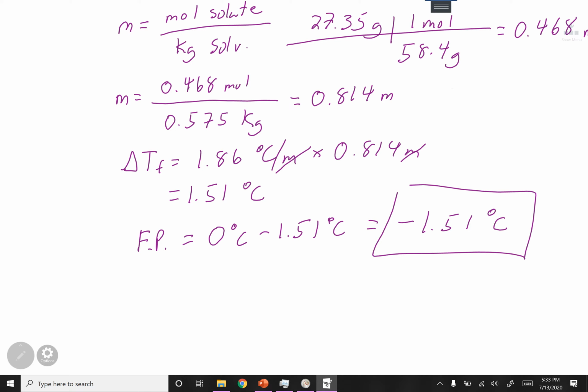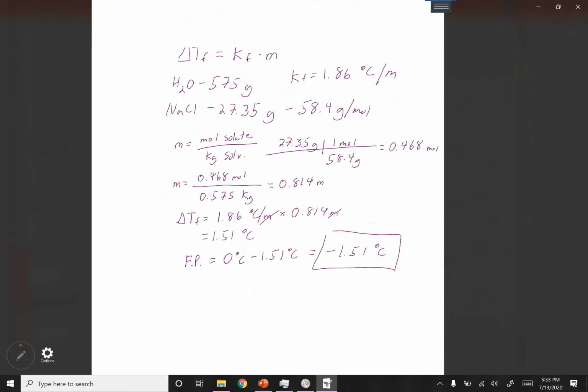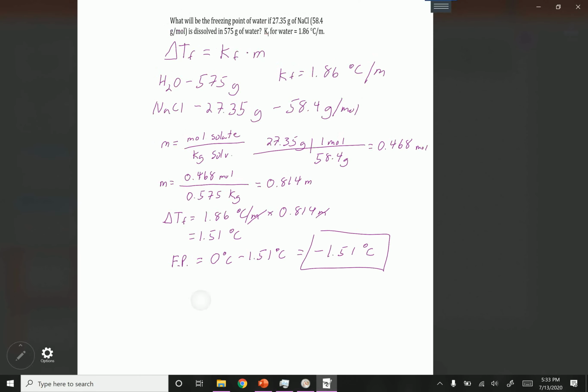So this last step may seem a little silly when we're dealing with water and freezing point, but when it comes to other solvents that don't have a freezing point of 0, you'll need to make sure you do this step. So go ahead and write it out just to get it in good practice. Okay, so there's your full solution for that.